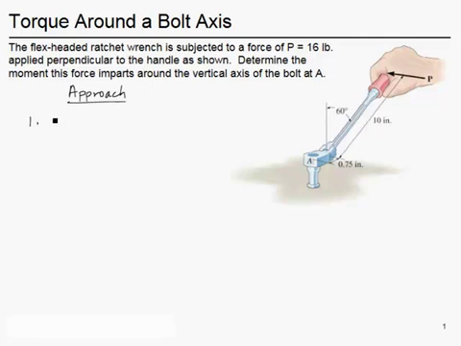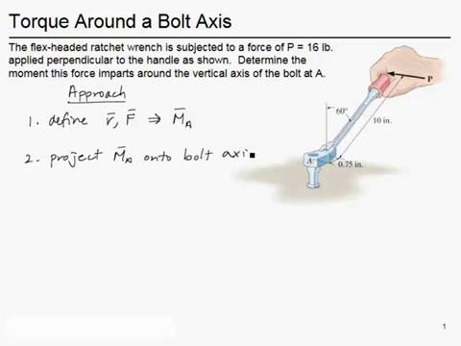Step 1, we're going to define R and F, and what that's going to do is give us a way to calculate the moment around point A. The second thing we're going to do is project that moment onto the bolt axis, and that'll give us the moment around that bolt axis.